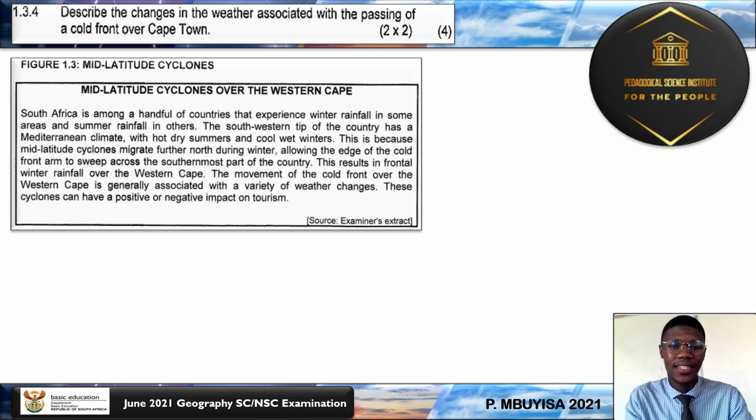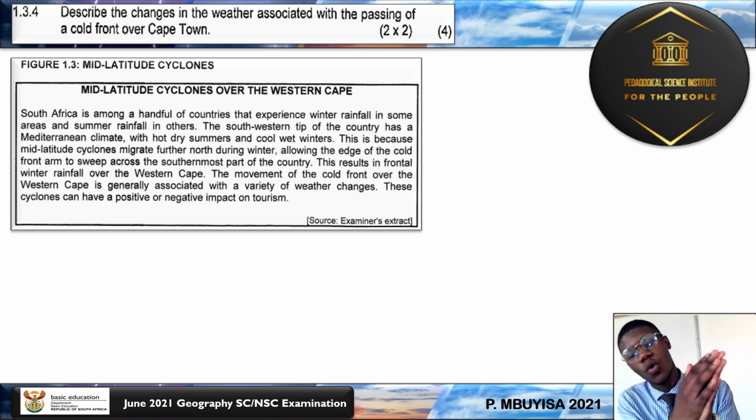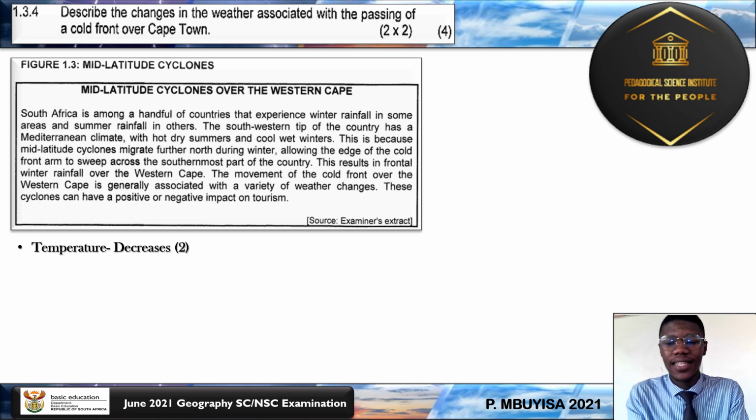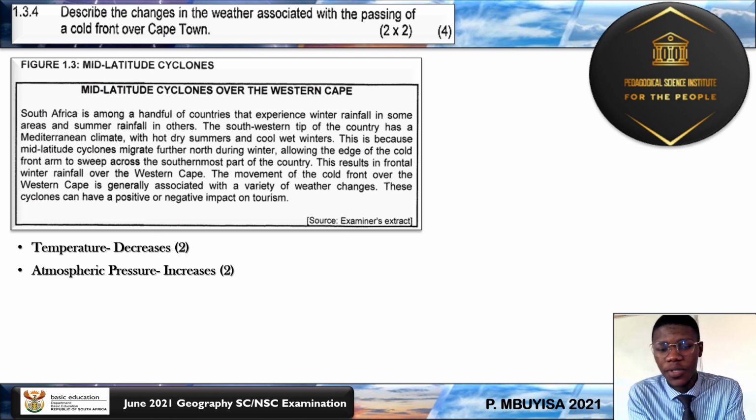So what happens is that when the cold front approaches, it causes the temperature to decrease because it's made up of cold air. And what happens to the pressure? The pressure is going to increase. Remember the relationship between temperature and pressure. They are always opposite and inverse to each other. So when temperature increases, pressure is going to decrease. When temperature decreases, as in the case of this cold front approaching, the pressure is going to increase.